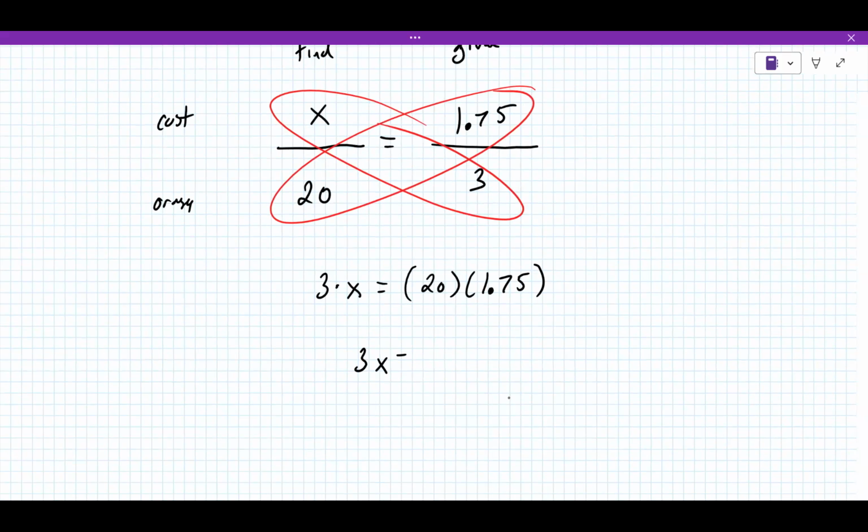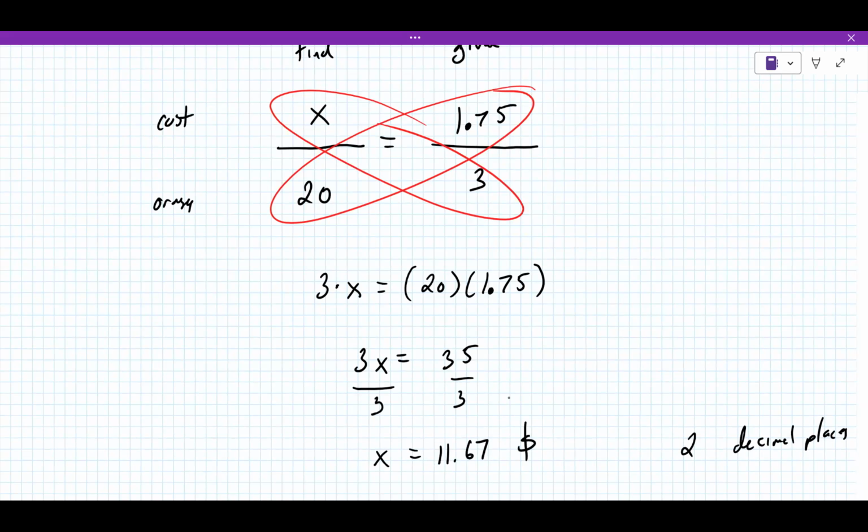Okay, so 3x equals 35. So this is the first time it's not going to work out nicely because it's money. When you round here, you're going to round to 2 decimal places. Okay, so it could be 11.67. And since that's money, put the dollar sign in there.